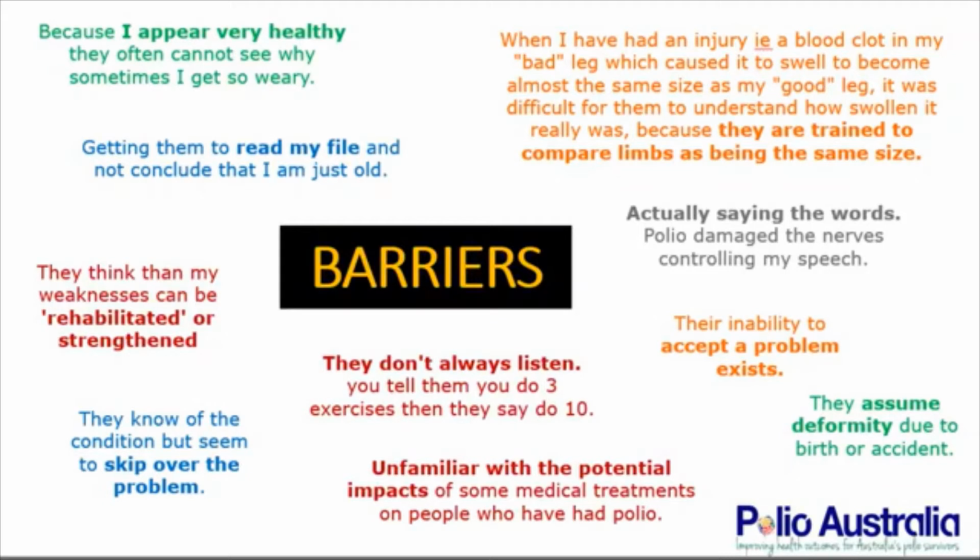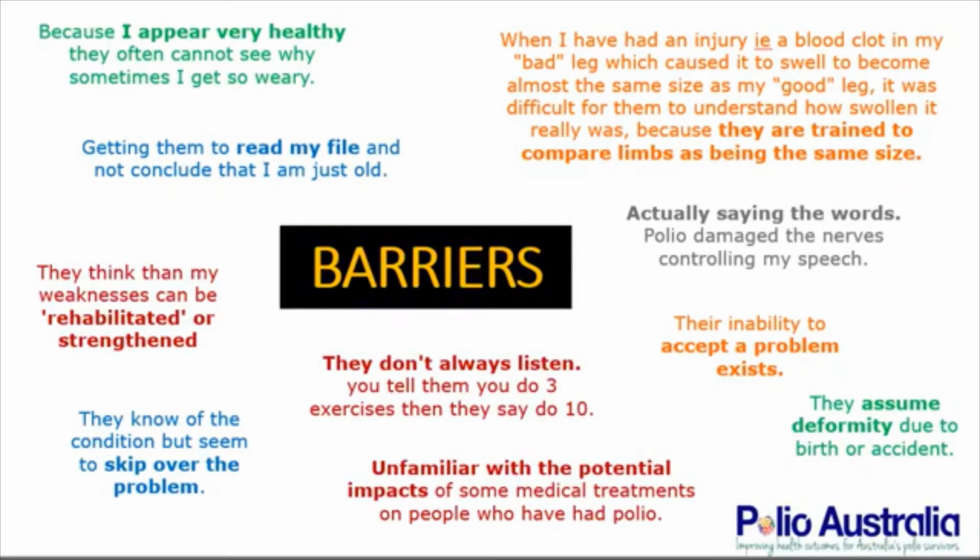When I have had an injury, i.e. a blood clot in my bad leg, the atrophied side, which caused it to swell to become almost the same size as my good leg, it was difficult for them to understand how swollen it really was, because they are trained to compare limbs as being the same size. So quite an impactful and very insightful comment by the polio survivor.